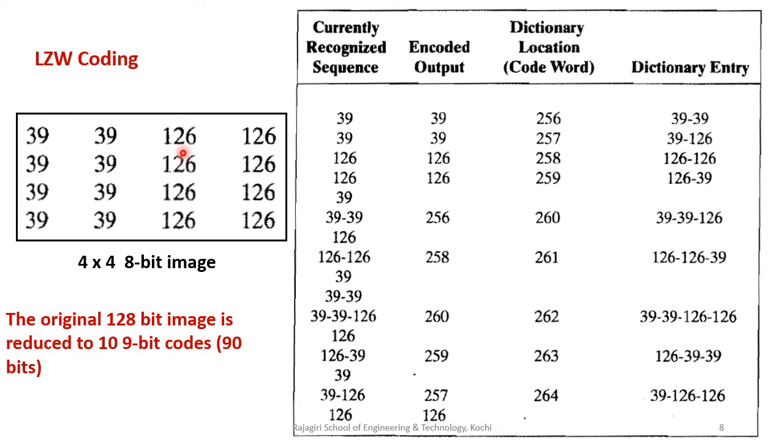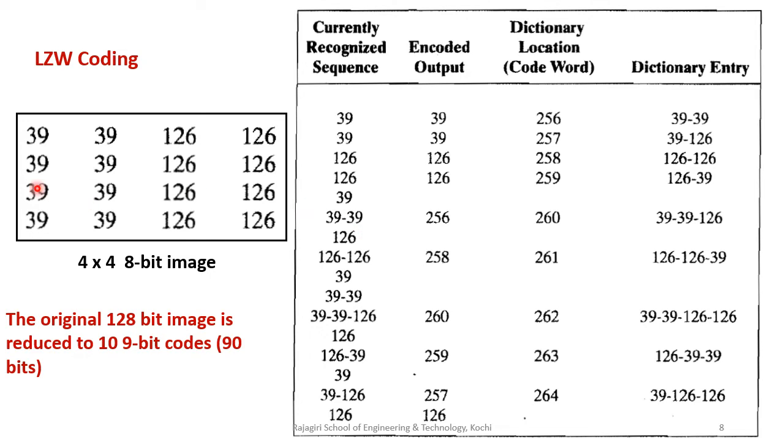In the next case, the encoder looks at the sequence 126 126. This is an unrecognized sequence, so it is added as a new entry in the dictionary at location 258. At the same time, the encoder recognizes 126 as an entry in the dictionary, so the output of the encoder is the dictionary location corresponding to 126, which is 126 itself. In this way, your image is getting encoded.